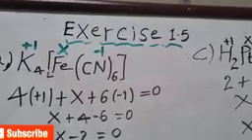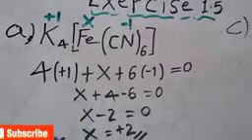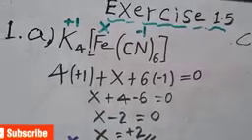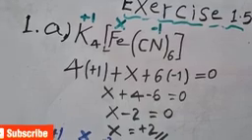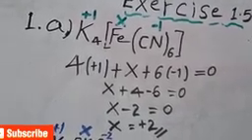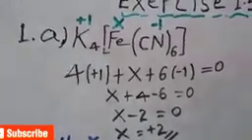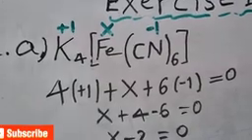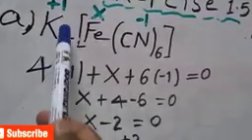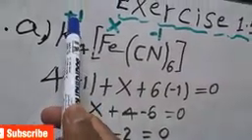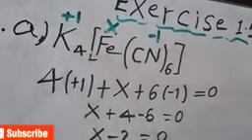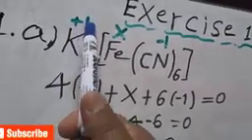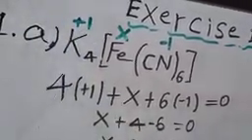This is exercise 1.5, and the first question, number 1A, is to calculate the oxidation state or oxidation number of iron in the potassium ferrocyanide compound. This is a complex compound. Potassium is a group 1A metal, and all of them have a +1 oxidation state, therefore it is assigned as +1.